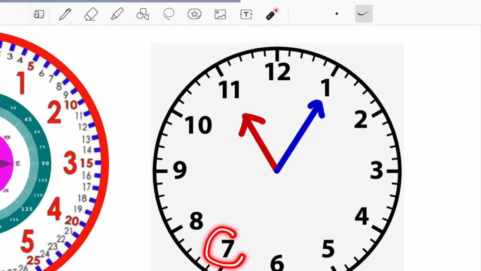Right here would be 11:35, 11:40, 11:45, or we can also call this quarter to 12, 11:50, 11:55, and then when it makes one complete circle, it will go over to 12 o'clock, and the short hand will now be pointing to 12 o'clock.